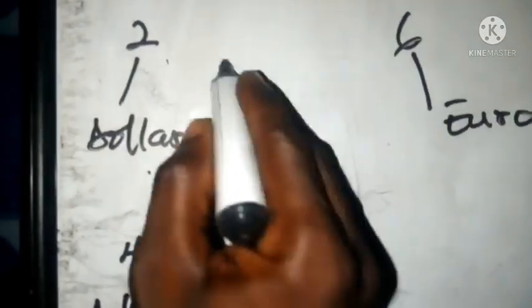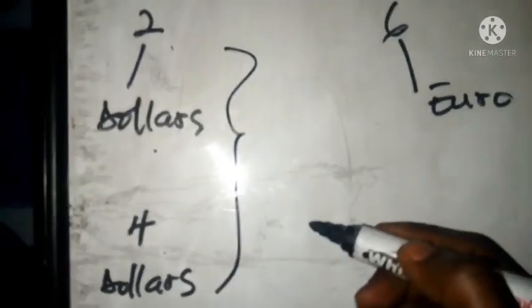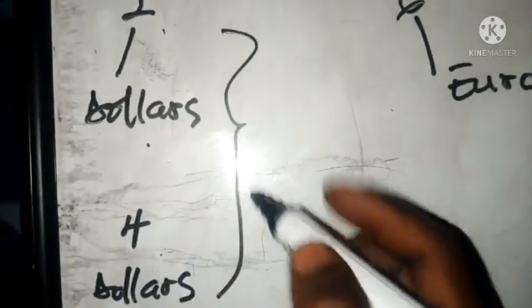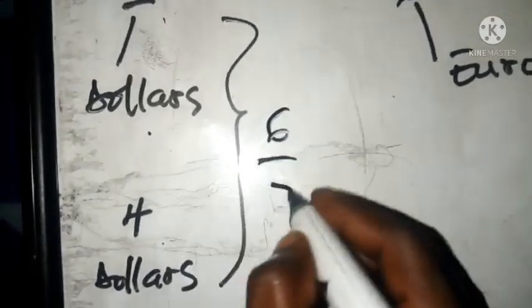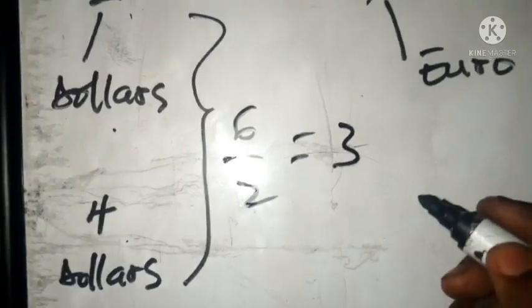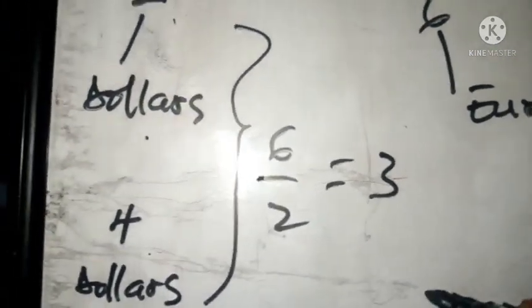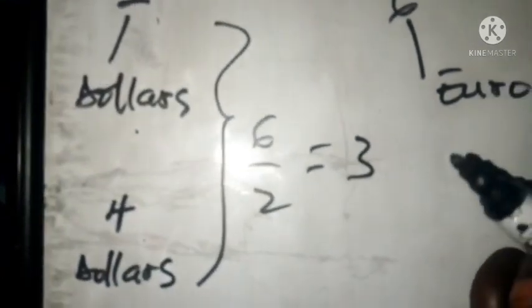So you have to combine these two guys because they are all in the same currency, and that is $2 plus $4. That will give you $6. So you divide that by 2, that should be $3 here. Is that okay? So this is how simple you can find the middle of this currency. The reason is that the two of them are in the same currency.